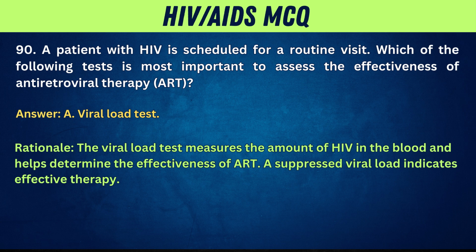Answer: A. Viral load test. Rationale: The viral load test measures the amount of HIV in the blood and helps determine the effectiveness of ART. A suppressed viral load indicates effective therapy.